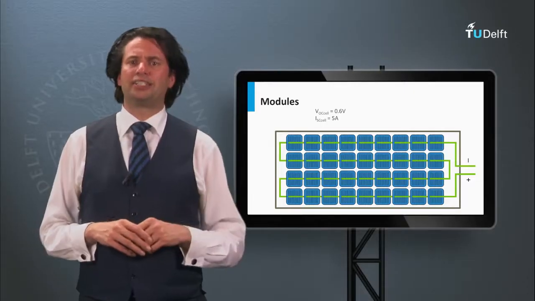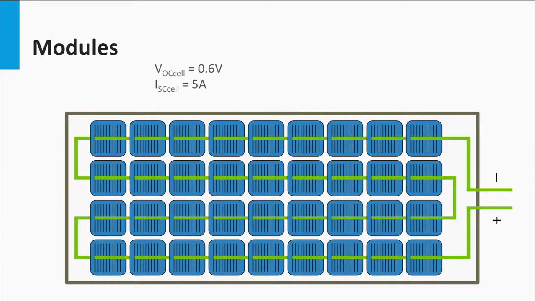Here we see a typical solar panel that contains 36 solar cells connected in series. If a single junction solar cell would have a short circuit current of 5 amperes and an open circuit voltage of 0.6 volt, it means that the current output of the module is equal to that of a single solar cell, which is 5 amperes. The open circuit voltage would be 36 times that of a single junction cell, which equals 21.6 volts.